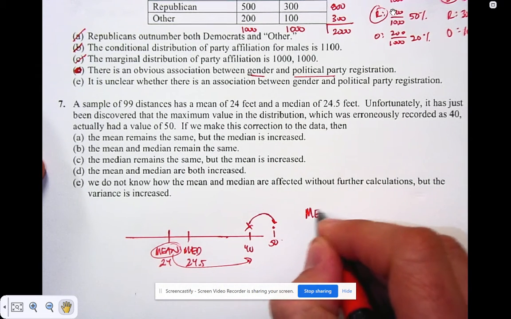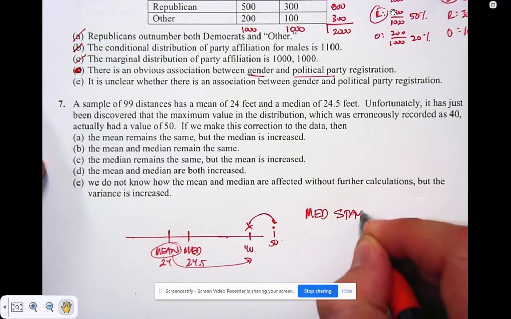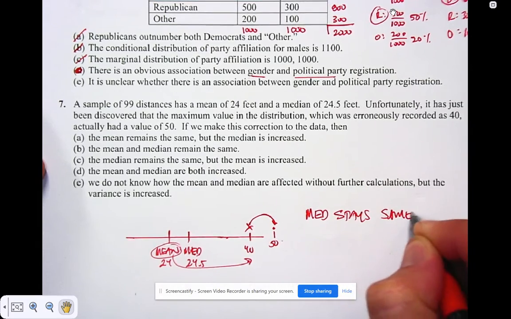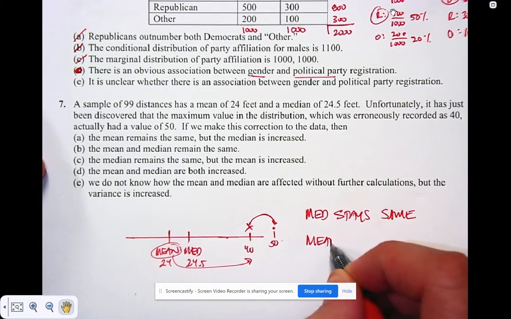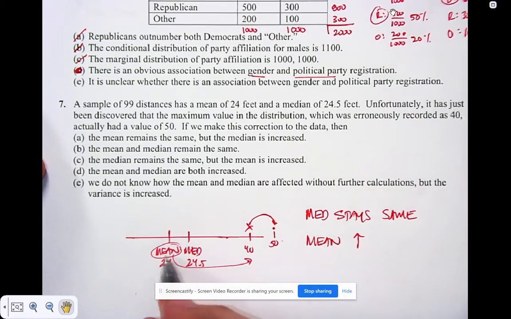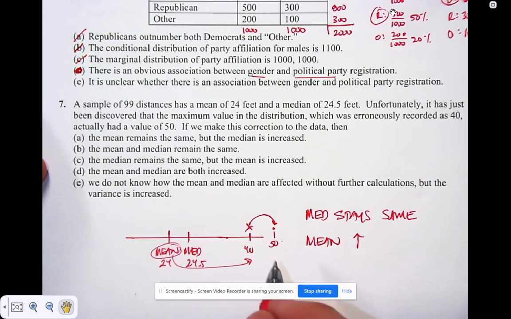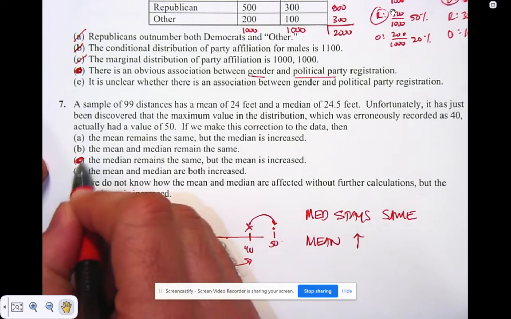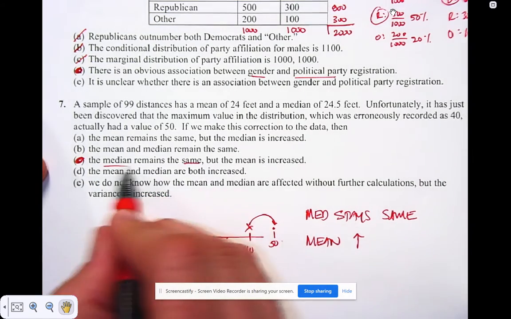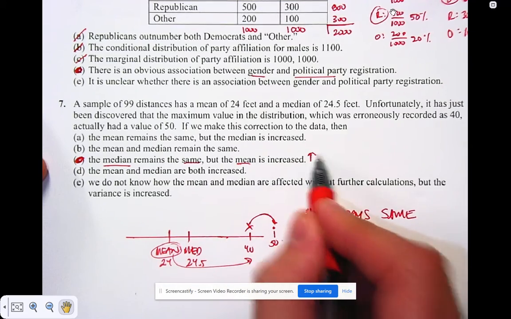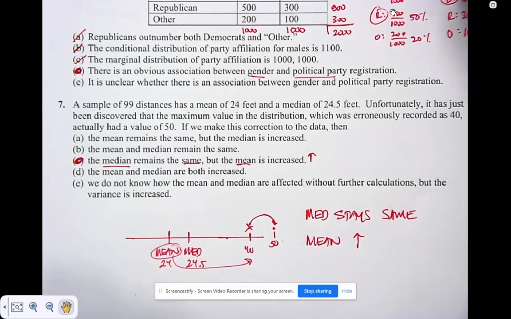So if you have that happen, the median stays the same, and the mean or the average value is going to go up because that's a bigger number. So when you add them all up and divide, you get a bigger number. Okay, so 7 would be C. The median remains the same, but the mean is increased.